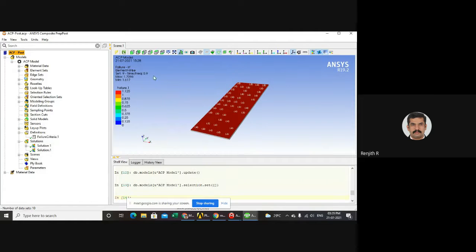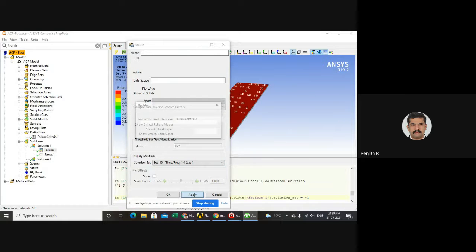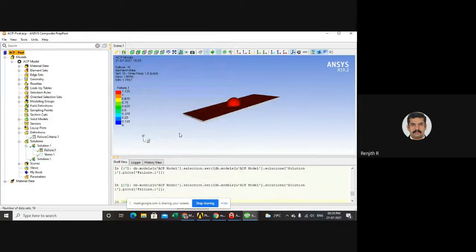So to get the outputs, if you open the solutions, you can see the solutions, and you can also create solutions for this. And for the values, I created it for the last 0.9 seconds. So I'll change that into last seconds, and if I apply it here, and if I search for the failure criteria, I can see the failure criteria values here.